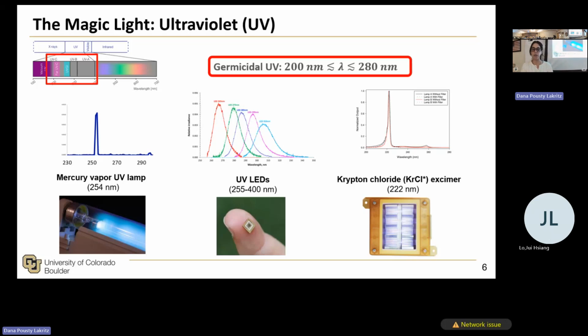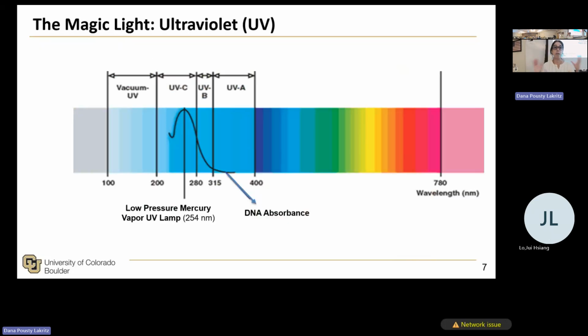We also have the krypton chloride excimer lamp, which emits in the far UV at 222 nanometers. This kind of source is safe for humans. I don't know if you remember, but during the pandemic there was a big buzz about those lamps that humans can be irradiated with, but all the others are not safe for humans. So don't try it, and if you ever come across those lights, keep safe. So what happens during this UV radiation?